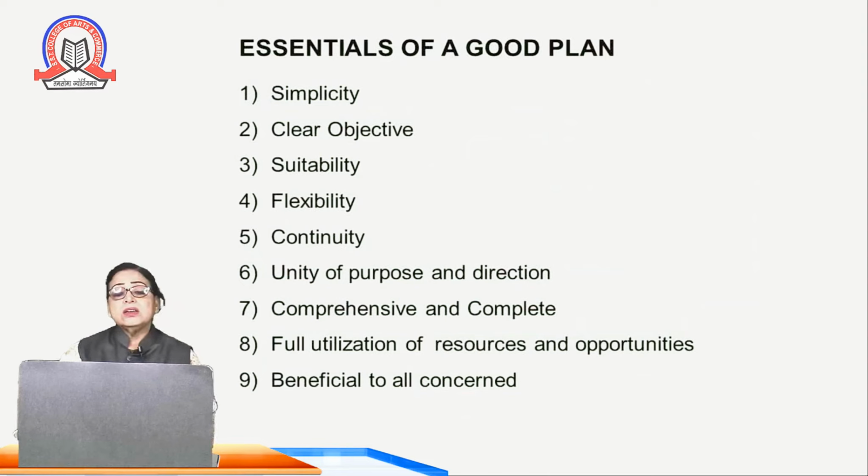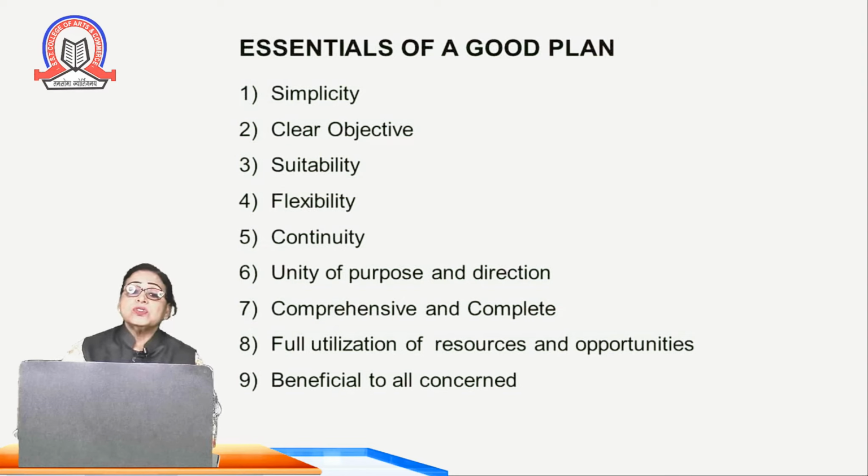See, planning and decision making both go hand in hand. Let us try to understand, for effective decision making, we must have a concrete or a good plan. So here are certain essentials of a good plan. How can we call this plan good or bad, useful or less useful? So we require simplicity. Plan should be simple. Here simplicity is related to simple to frame, simple to understand, simple to follow, and simple to evaluate. These four simplification steps we are supposed to follow.